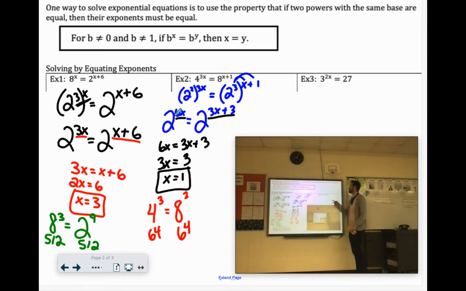Last one, 3 to the 2x equals 27. We just did this essentially on the first example. 27 is 3 to the third power.